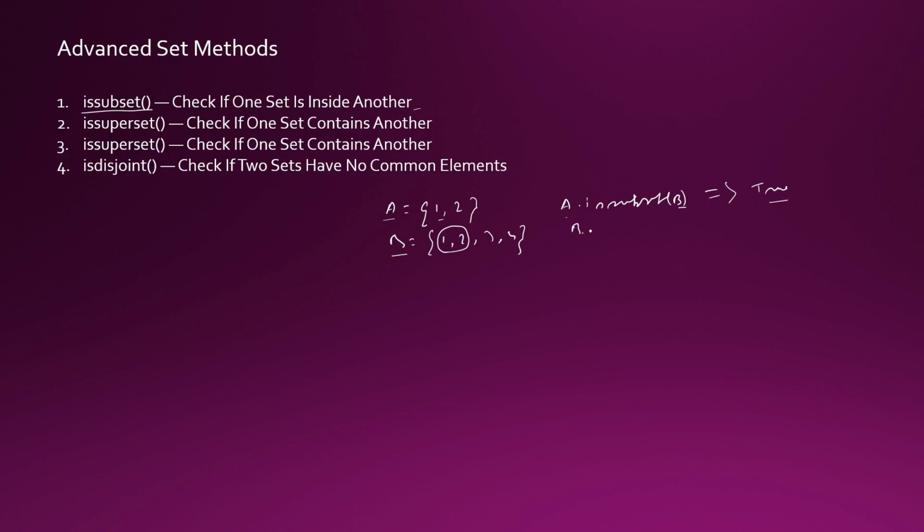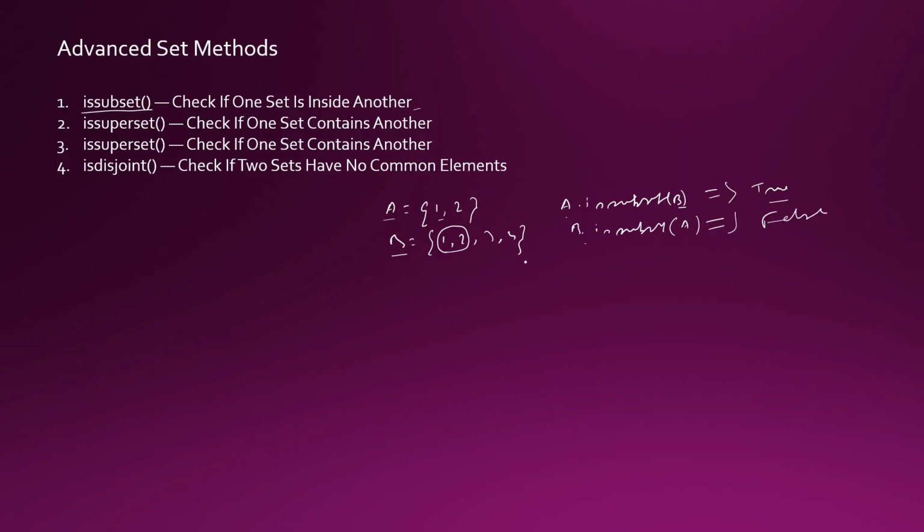But if we write B is subset of A, B is 1, 2, 3, 4. Not all of these are present in A. That means B is not a subset of A. That means it is false.